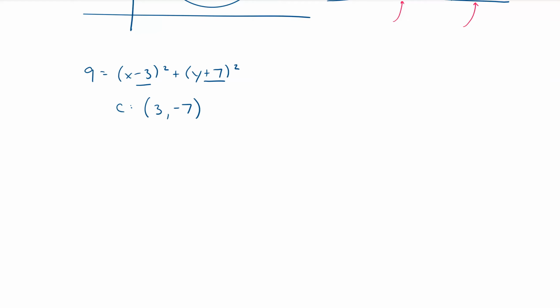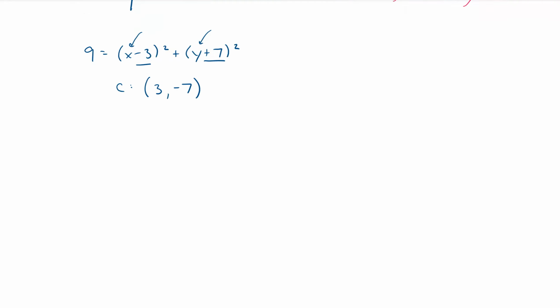My center is the opposite, opposite, and whatever's paired with x is the x term, whatever's paired with y is the y term. Then remember that this number is the radius squared. So to find the radius, I have to take the square root of that number, and I find that the radius is 3. Let's try another.